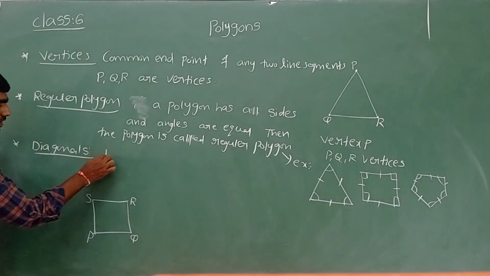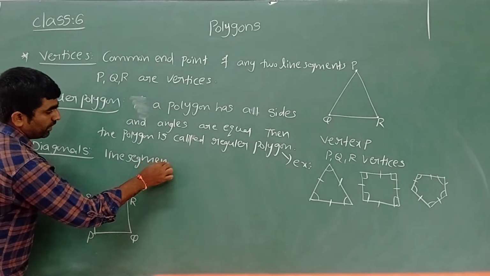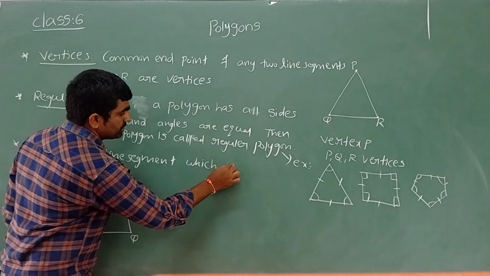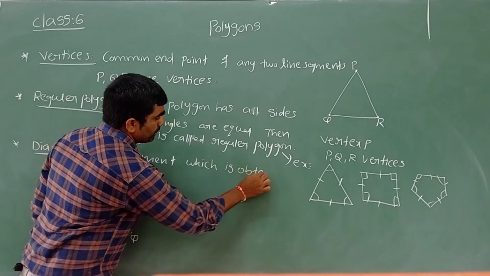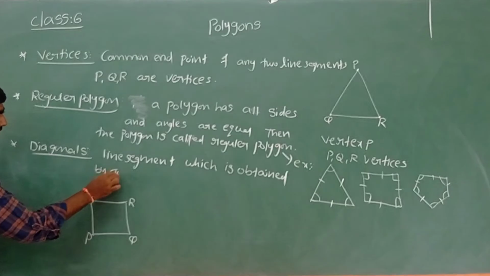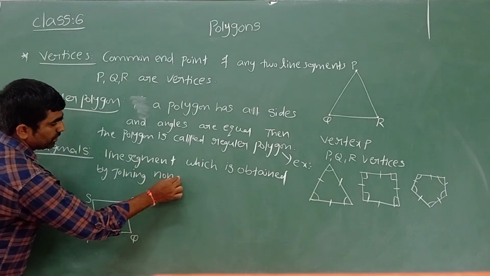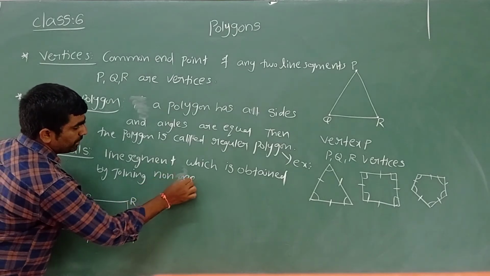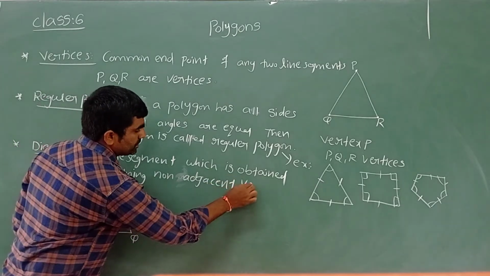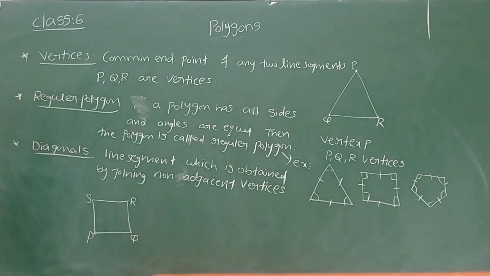A line segment which is obtained by joining the non-adjacent vertices. What can we write here? It is a line segment which is obtained by joining non-adjacent vertices. Non-adjacent means which are not side by side. Non-adjacent vertices, which gives a diagonal.